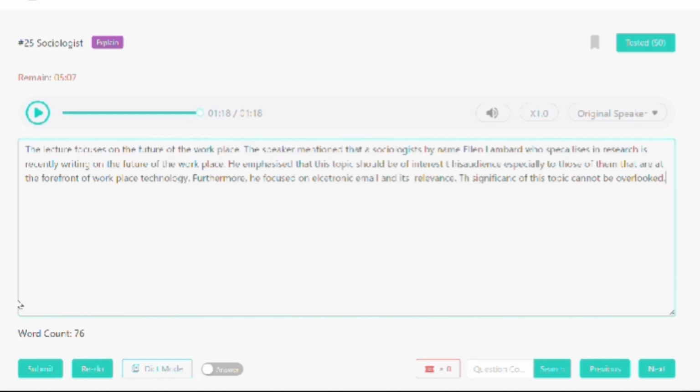The lecture focuses on the future of the workplace. The speaker mentioned that a sociologist by name Ellen Lambert, who specializes in research. Now this is wrong. Specializes in research is recently writing on the future of the workplace. He emphasized that this topic should be of interest to his audience. Yeah, that's how this task is done.